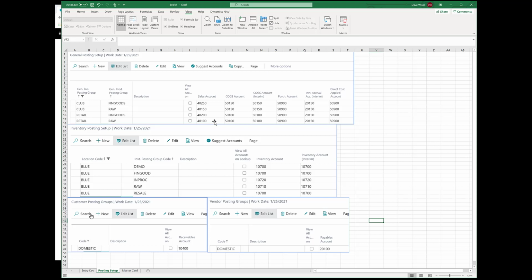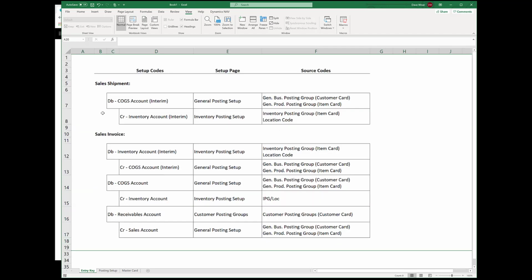It all just depends on what your setup wants to be. Here you can see is that interim account. So that's that first account, that first debit that occurs whenever you post that transaction. So if I go back to the transactions then, we've already posted this one when the sales shipment is posted.